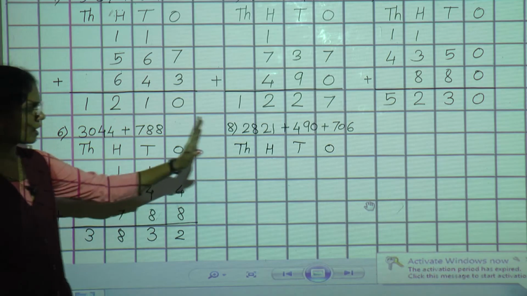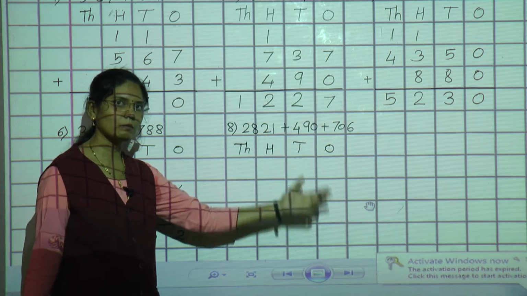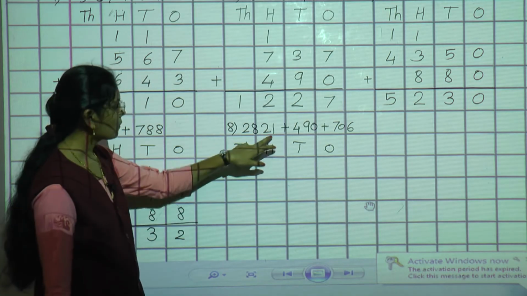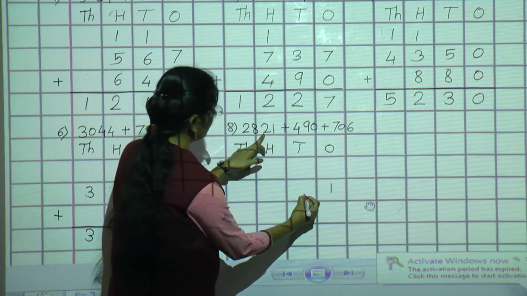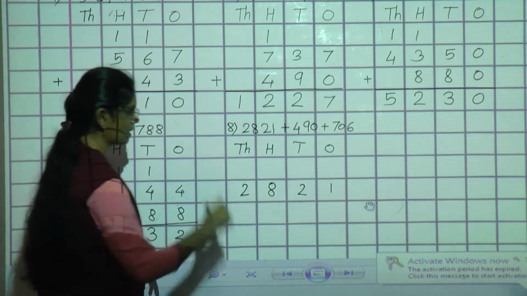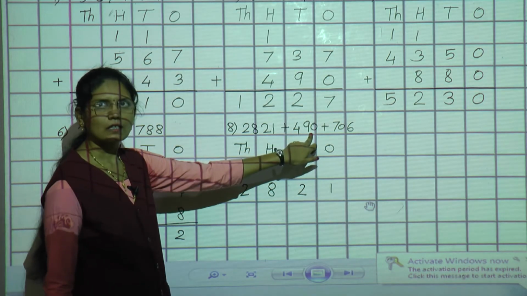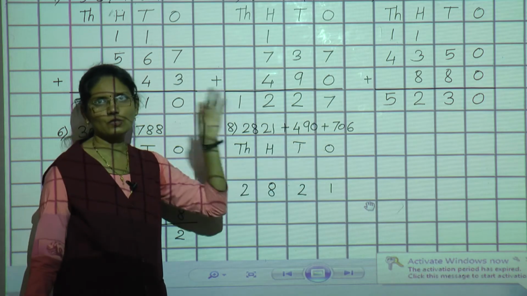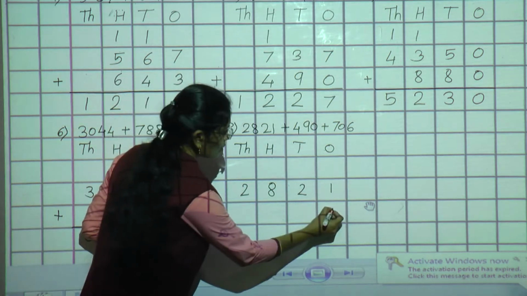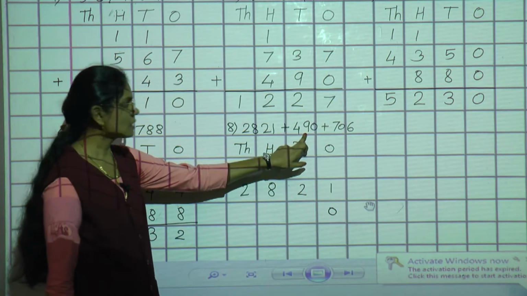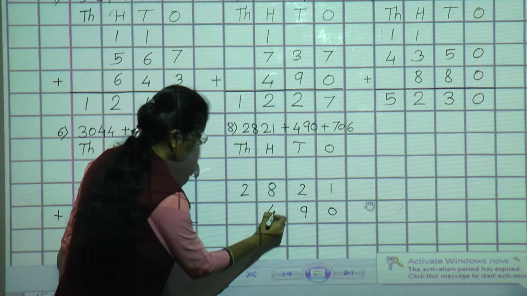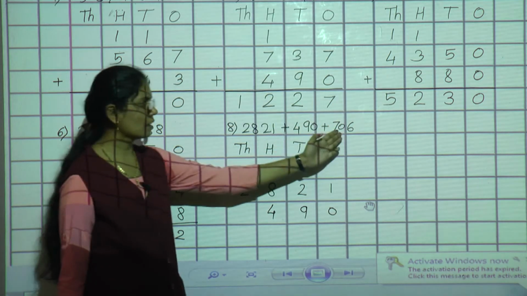Now in this place value chart we will write these numbers one below the other. The first number is 2821. At ones place 1 is there, at tens place 2, hundreds place 8 and thousands place 2. Now see the second number. The second number is 490, which is a 3-digit number. Start from the ones place. At ones place 0 is there, so we will put 0. At tens place 9 is there, so write 9, and at hundreds place 4 is there, so we will write 4.